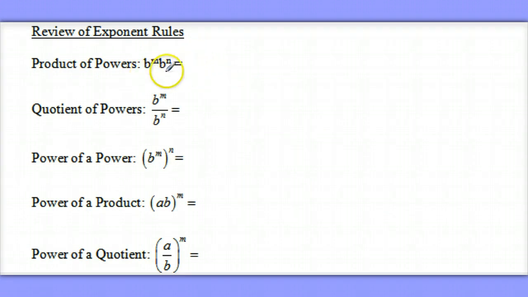If the base is the same, b to the m power times b to the n power, we add the exponents. If we have a quotient, instead of adding the exponents, we subtract them. Notice that the bases have to be the same. We have b as our base in both the numerator and denominator. Here we have a power to a power. So when we have a power to a power, we multiply the powers. So here we'd have b to the m times n power.